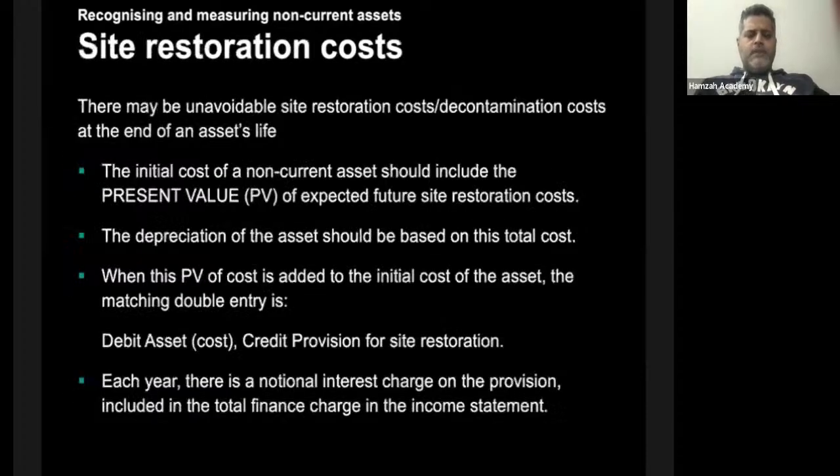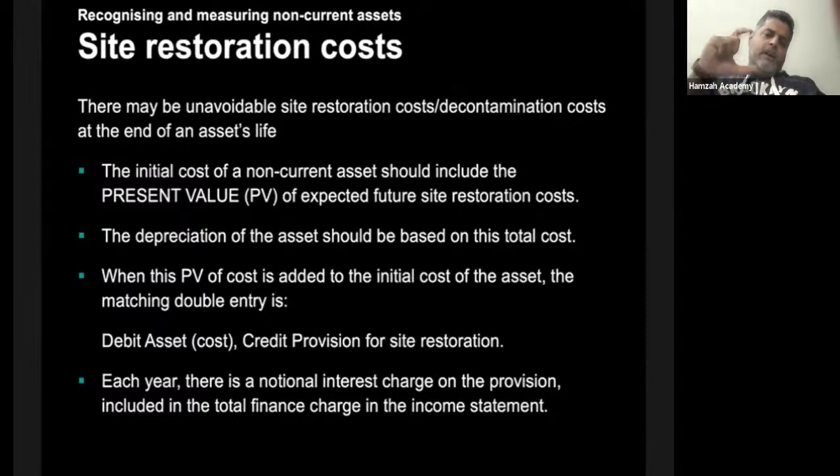Then we talked about the site restoration cost. We have already talked about this, that the initial cost of the non-current asset should include the present value of the expected future site restoration cost. This is something we have discussed in detail as well.